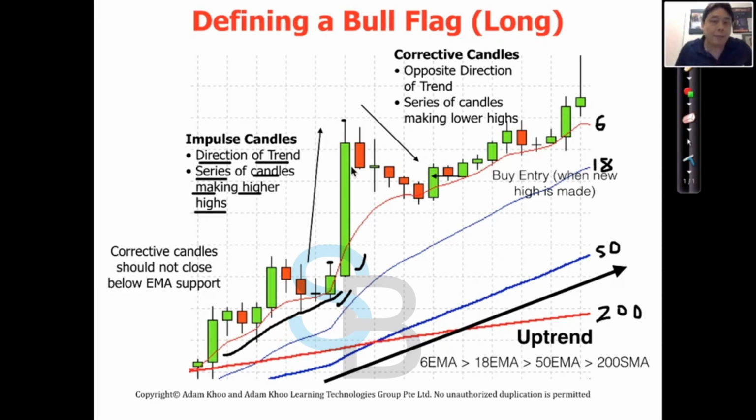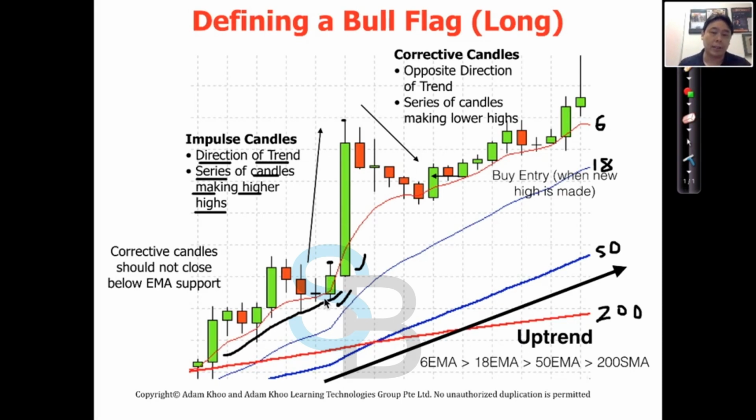Now, oftentimes, the impulsive candles are bullish candles, green candles. Now, must they be green? Not necessarily. They could also have some red candles inside of them. Most of the time they are green candles because they're going up, but you could have one red candle or two.